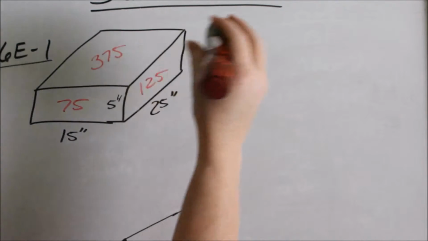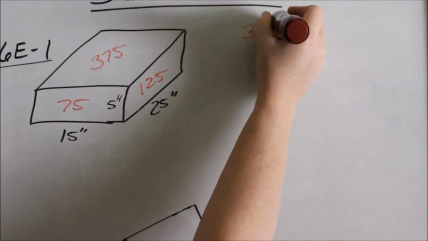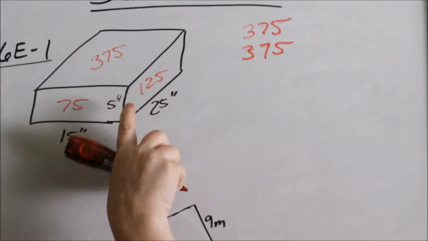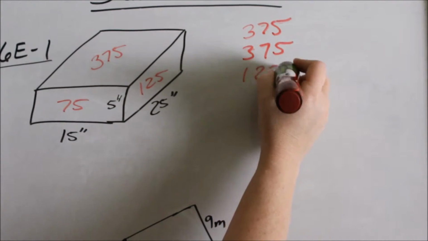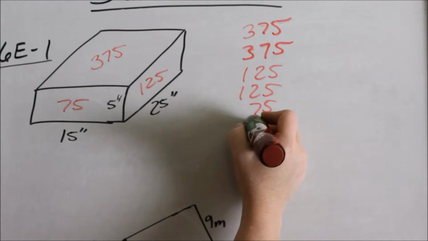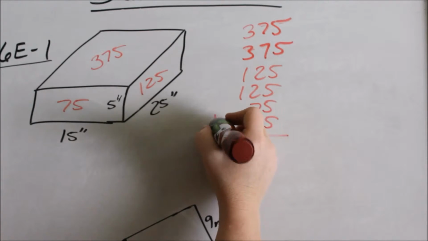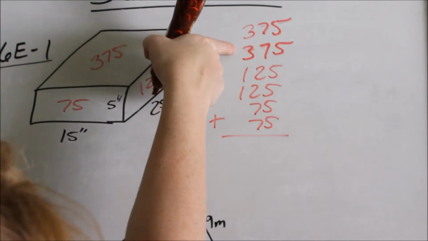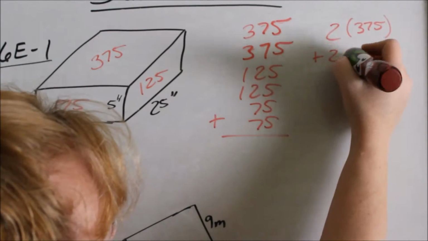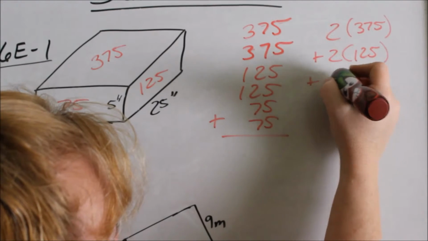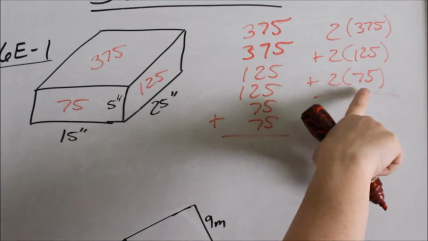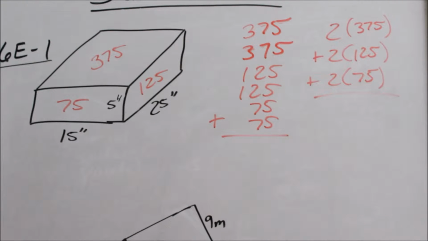Okay, so then I add them up: 375, and then I have the bottom, which is 375. Then I have this side, 125, and I have 2 of those. And then I have the front, which is 75, and the back is 75. This is how I like to do it. Yes, you can also do it this way: 2 times 375 plus 2 times 125 plus 2 times 75. Just make sure you do your multiplication first before you add everything.